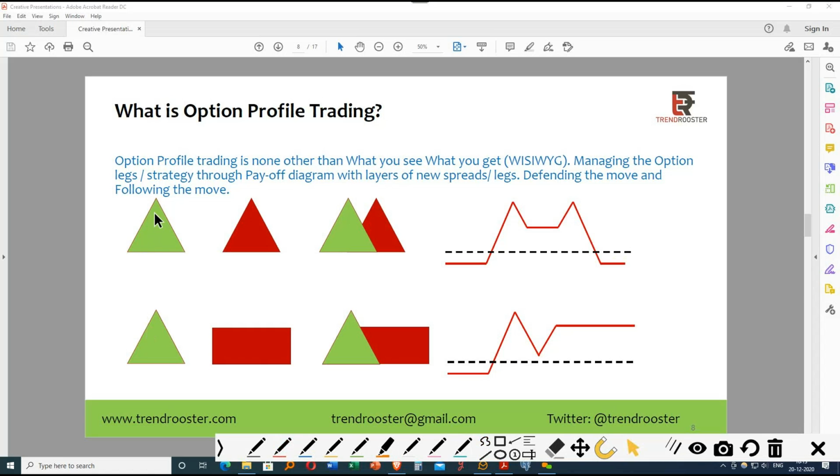So let's see. Do you understand what this payoff diagram is? Can anyone say what this triangle represents? This can be a butterfly. The triangle is actually a butterfly. So like that, we have different types of profiles, and you have to master only the drawings.